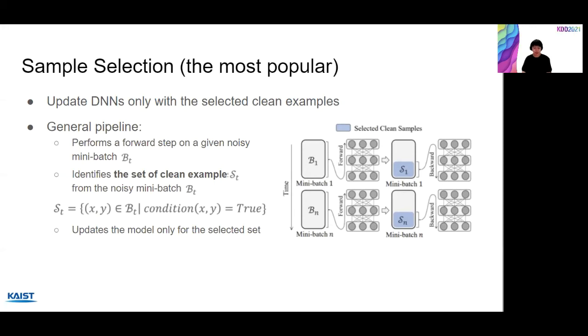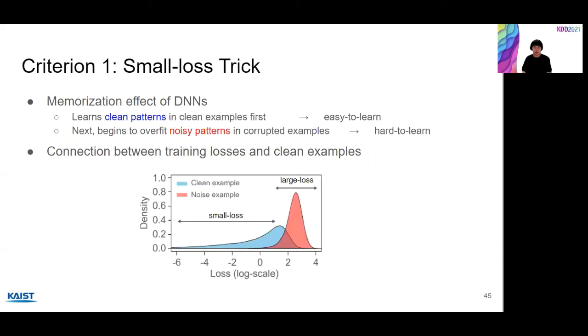The main challenge of this direction is which criterion should be used for identifying the clean examples from the noisy data. The most popularly used criterion for sample selection is the small loss trick. It is very intuitive because of the memorization effect of deep neural networks. Deep neural networks, in general, learn clean patterns in the clean examples first. After that, they start to overfit noise patterns in corrupted examples, because clean patterns are mostly easy to learn compared with noisy examples or outliers.